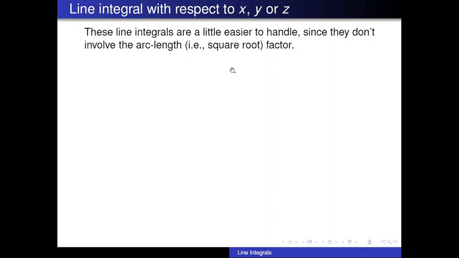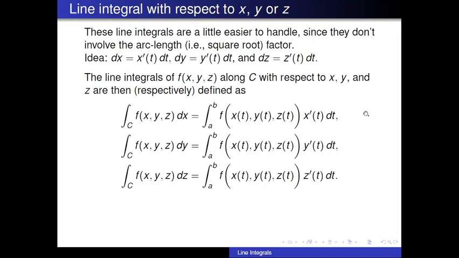So these turn out to be a little bit easier to handle since they don't have that arc length factor in the integrand that has that square root in it, right? So how does this work? If our curve r of t is given by x of t, y of t, z of t, then those derivatives, x prime of t, y prime of t, and z prime of t, we can write like dx dt is x prime of t, so we can write dx is x prime of t dt, and similarly for dy and dz.